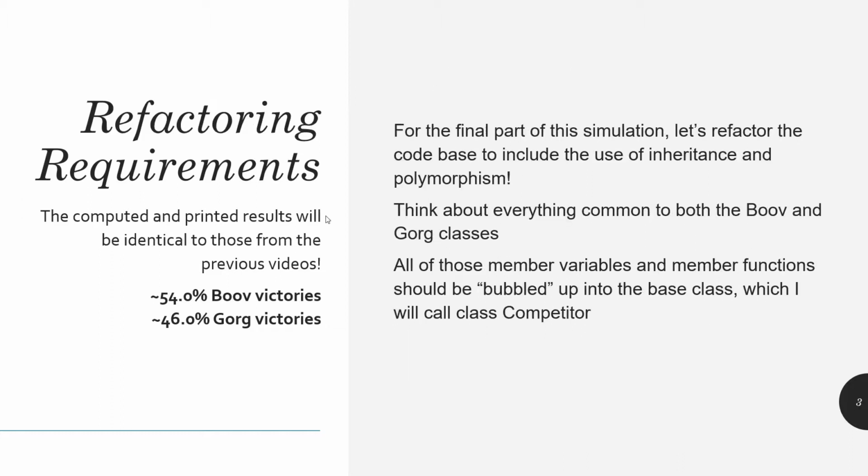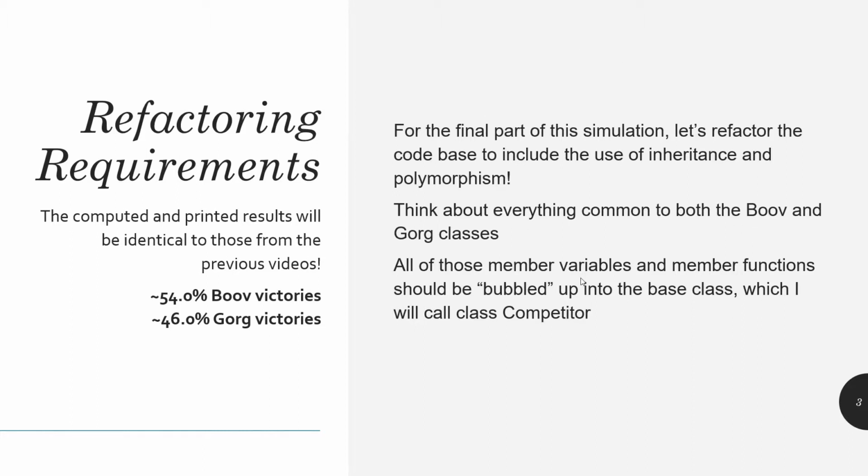But anyway, so the refactoring of this is we're in the final simulation part here. We're going to use inheritance and polymorphism. So we haven't been touching any of that. We've been using encapsulation, we've been using data hiding, and just basically setting up object-oriented programming in that more simple manner. And now we're going to be moving over and using the more complex and the more powerful ways of using object-oriented programming. So we're going to think about everything common to boov and gorg.